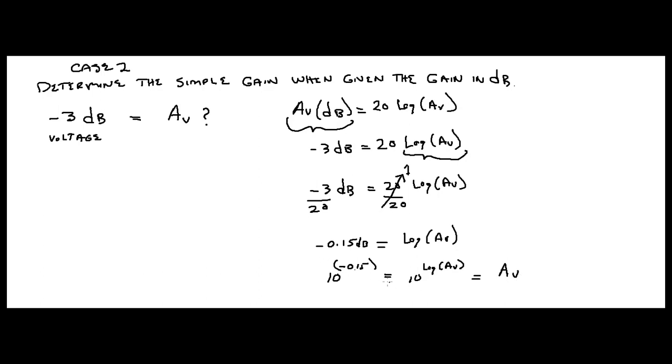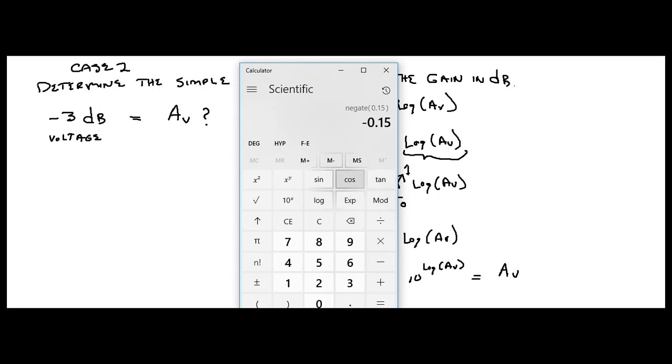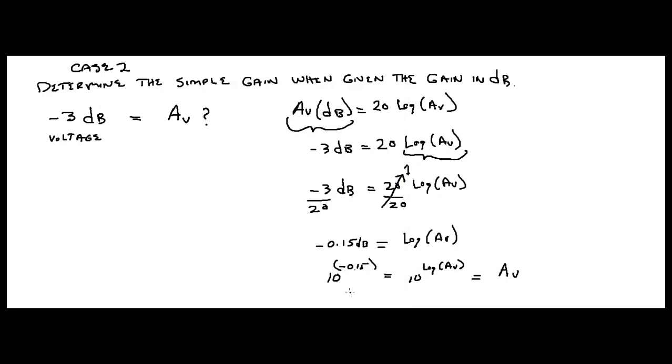So what's 10 to the -0.15, right? Well, let's clear this. Oh, we got it right there. We have that in there. We want to do what now? We want to say 10 to the x, right? It's equal to 0.707, right? So 0.707 is equal to AV, which is your simple gain, right? There's your answer. And if you recall, last time you were given 0.707 and you were asked to determine the gain in dB, and you figured that out, it was -3. Well, now you just went in reverse.